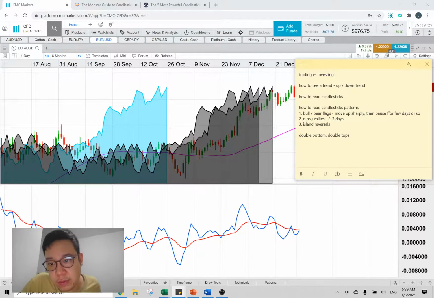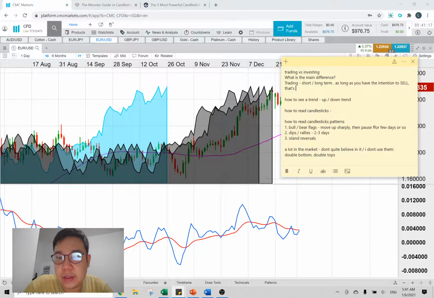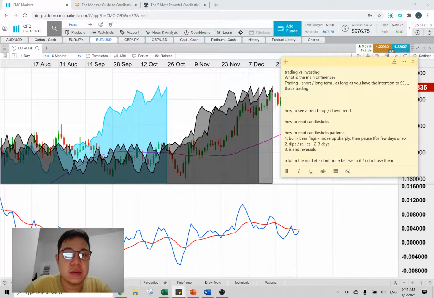But it doesn't matter. So for me, what trading means is, it could be short or long term. When you buy, you trade. You could buy forex, you could buy gold, you could buy anything. Be it one day you sell, be it one month or ten years you sell, as long as you have the intention to sell, that's trading. That's as simple as that.